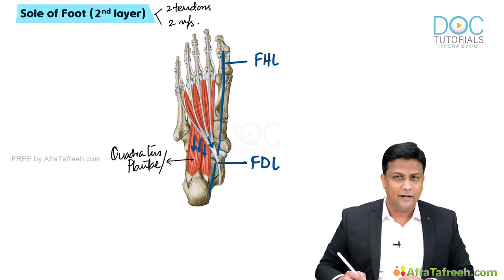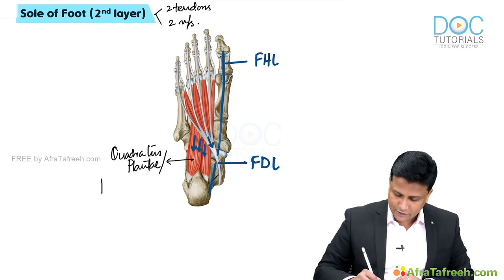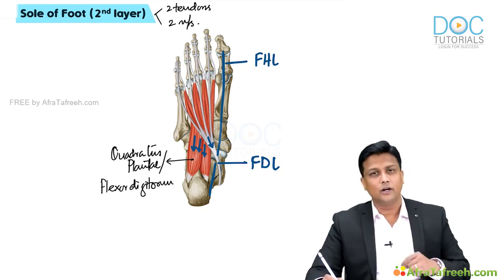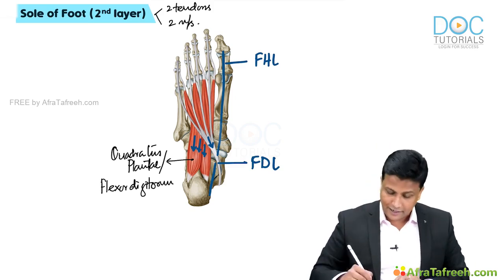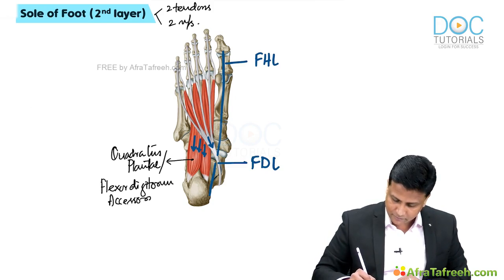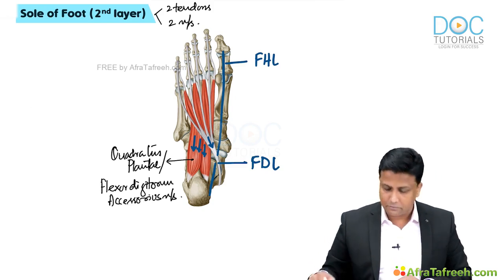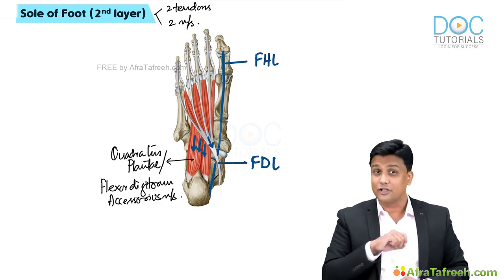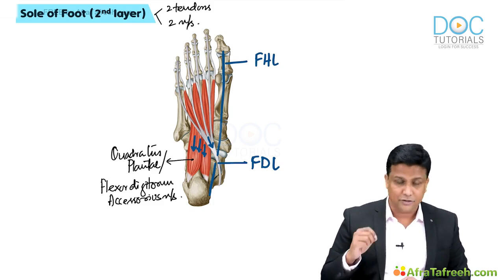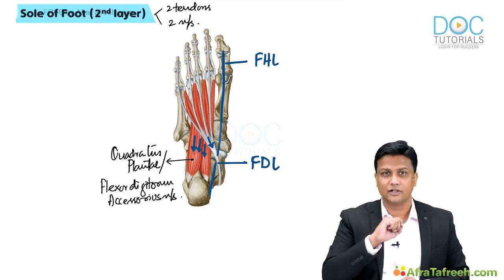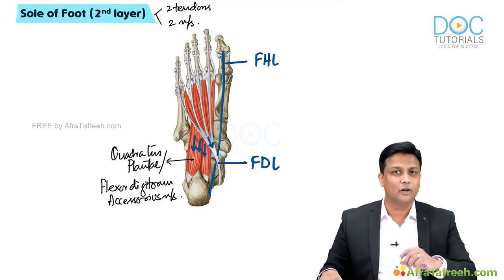Now this quadratus plantae muscle is also helping in flexion of digits, right? That is the reason why it is known as flexor digitorum, but it is neither longus nor brevis. Remember, this is accessorius. Flexor digitorum accessorius muscle. And here also the name makes sense. It's actually assisting the flexion of the toes in the right direction. It is an accessory muscle, flexor digitorum accessorius, assisting the flexion of the toes in the right direction instead of going obliquely like this. Done perfectly here.